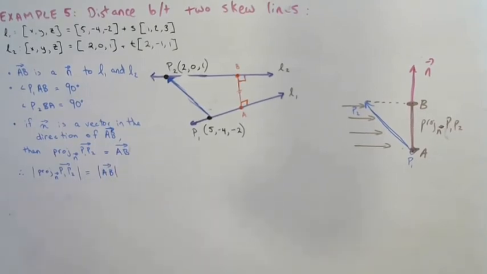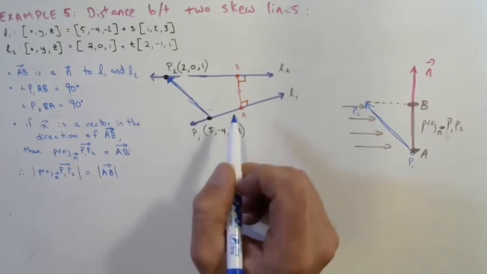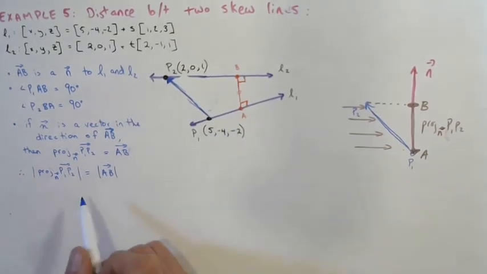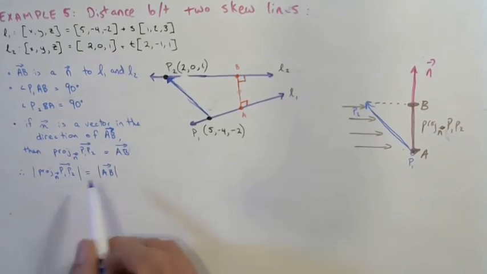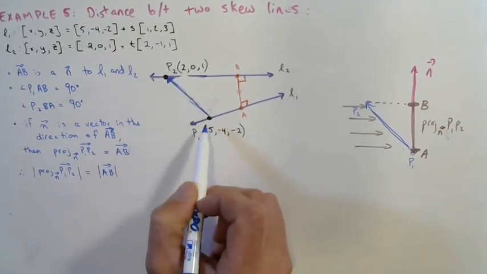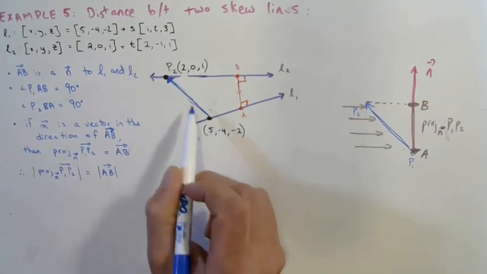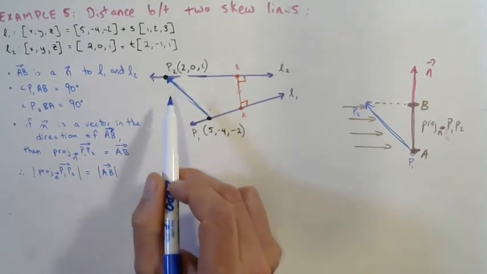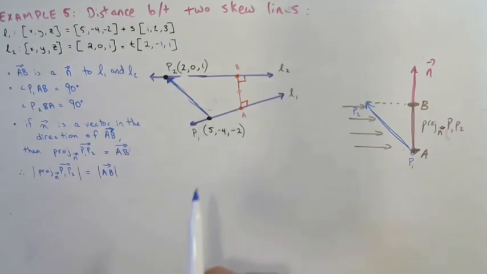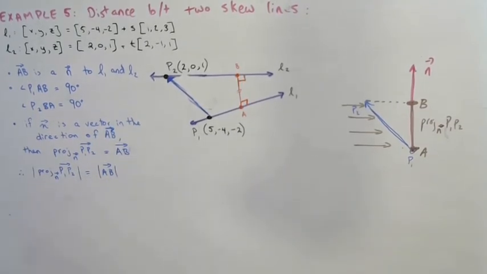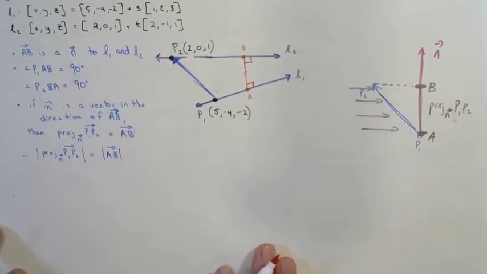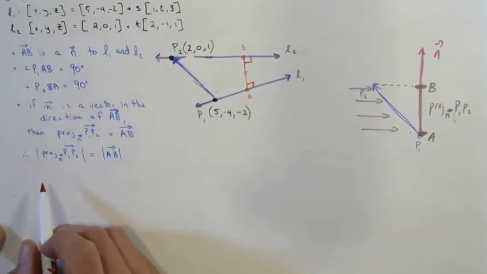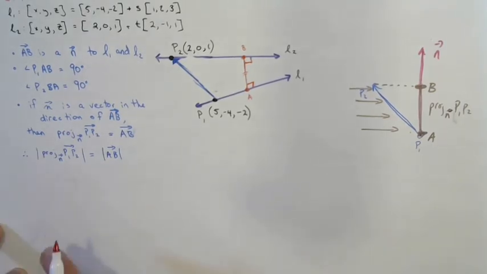So even not knowing where A and B are, we can still determine it using the projection of P1, P2 onto N. This P1, P2 we know, or we're going to find out what that vector is, because we know its tail and its head. That's going to be the same as the magnitude of AB. So that defines our next step. We're going to use the position vectors P1 and P2 to determine the vector P1, P2.